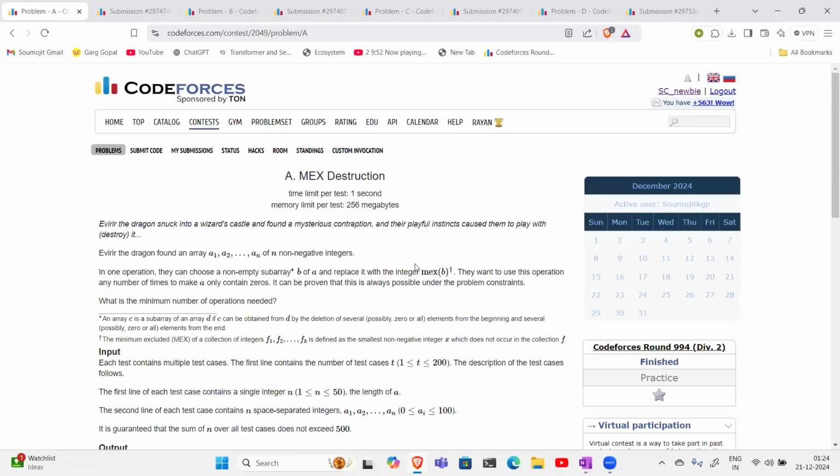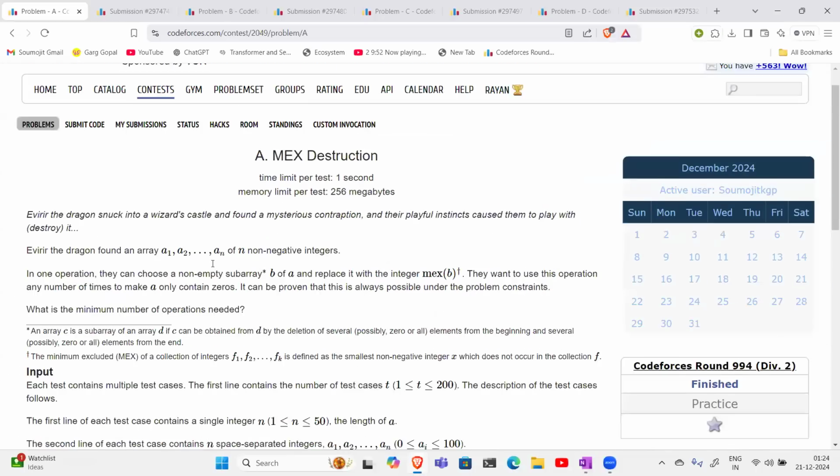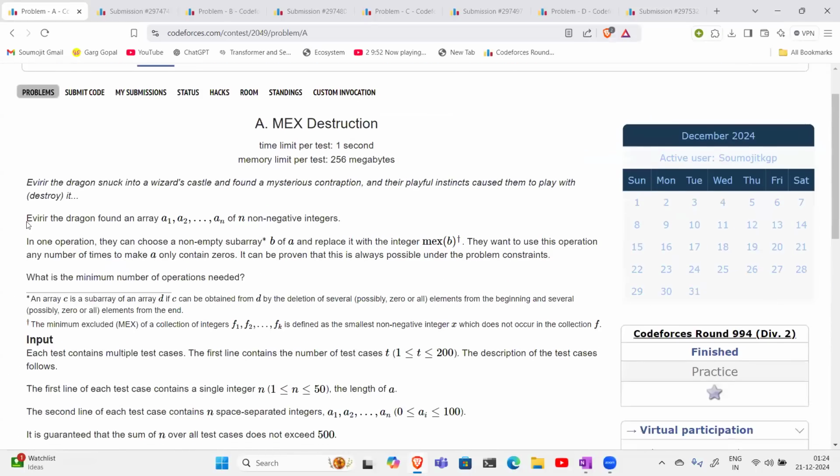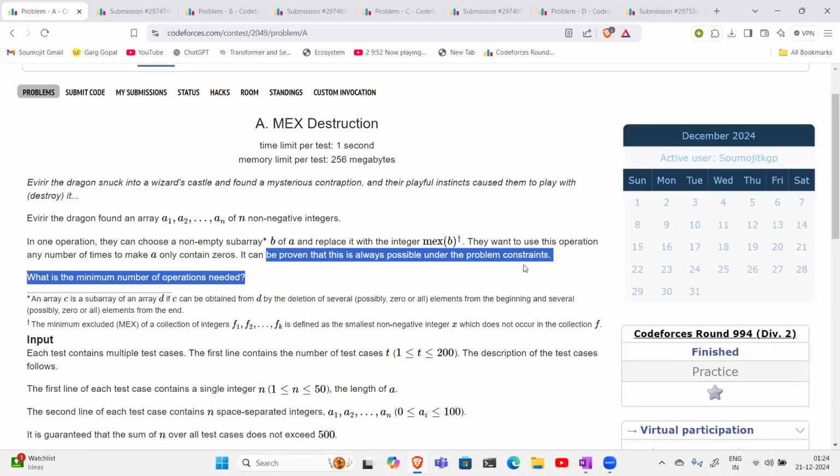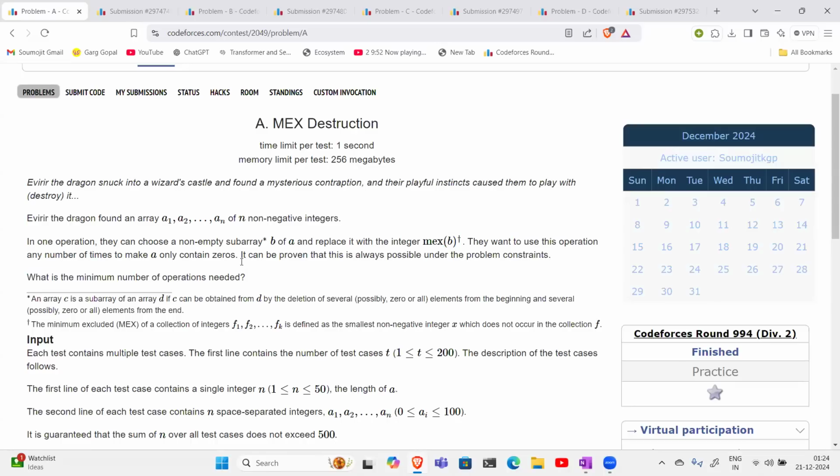Let me start with reading problem A. Everywhere, the dragon found an array A1 to An of n non-negative integers. In one operation, they can choose a non-empty subarray B of A and replace it with the integer MEX of B. They want to use this operation any number of times to make A only contain zeros. It can be proven that this is always possible under the problem constraints. The question asks: what is the minimum number of operations needed?